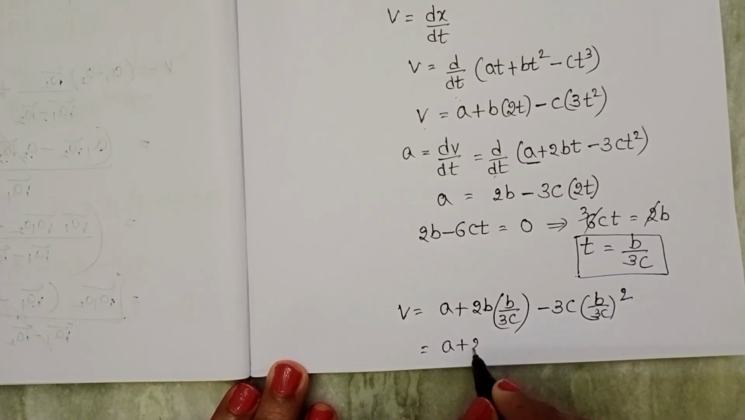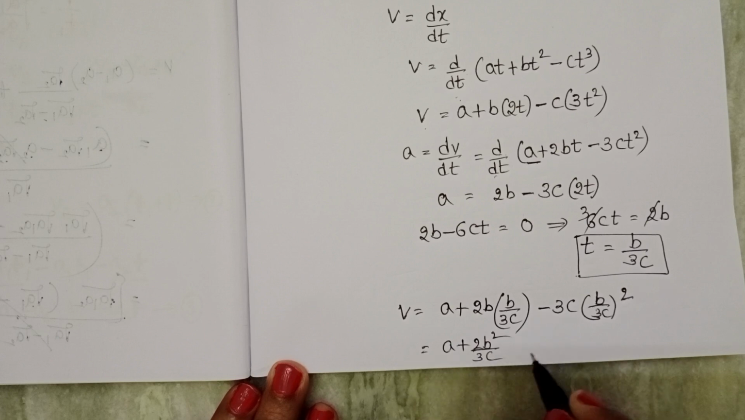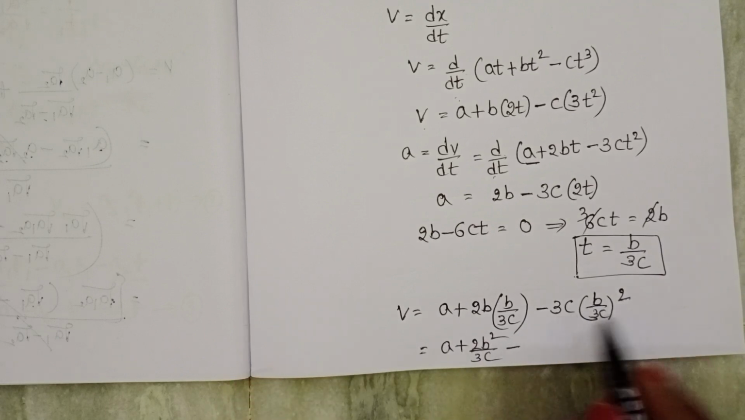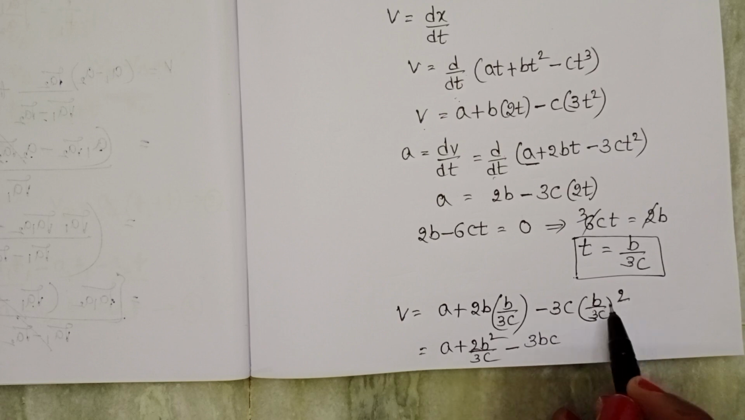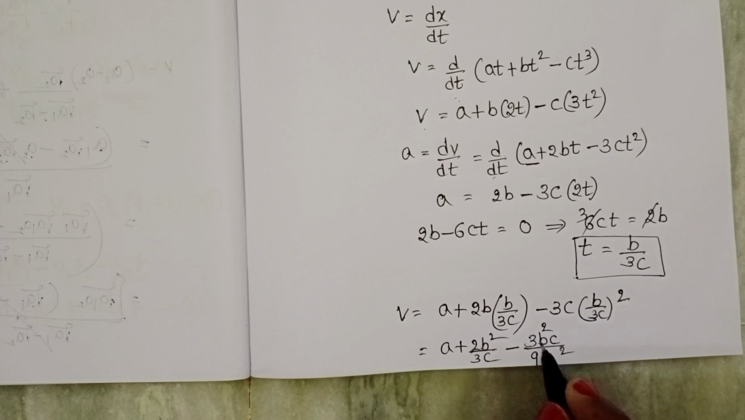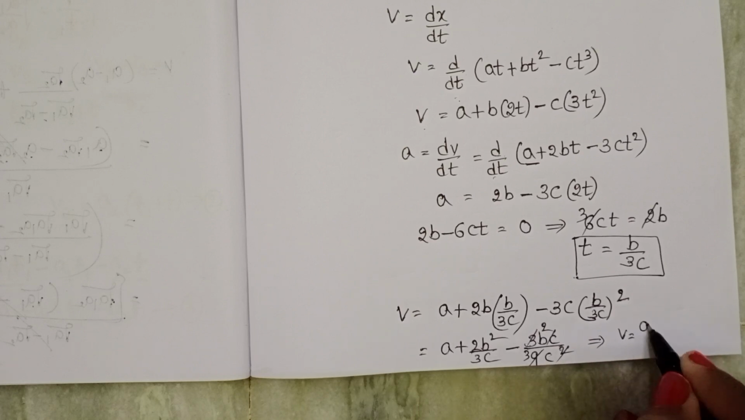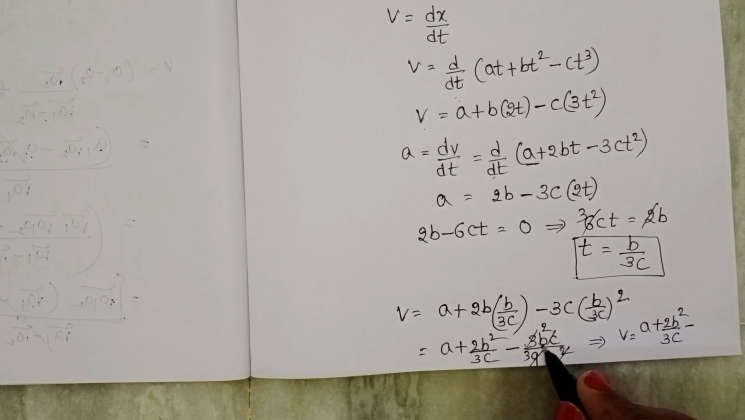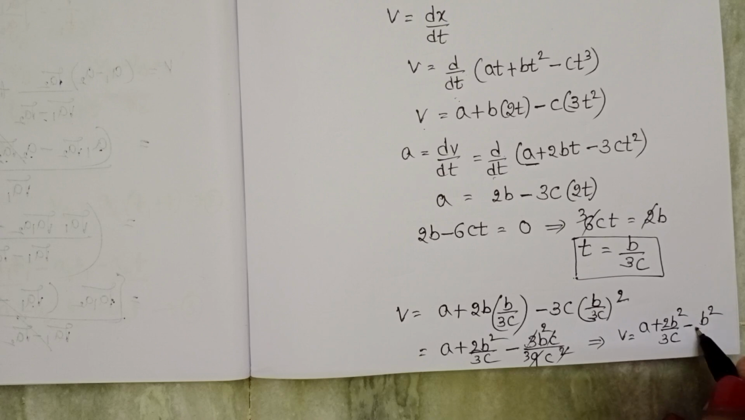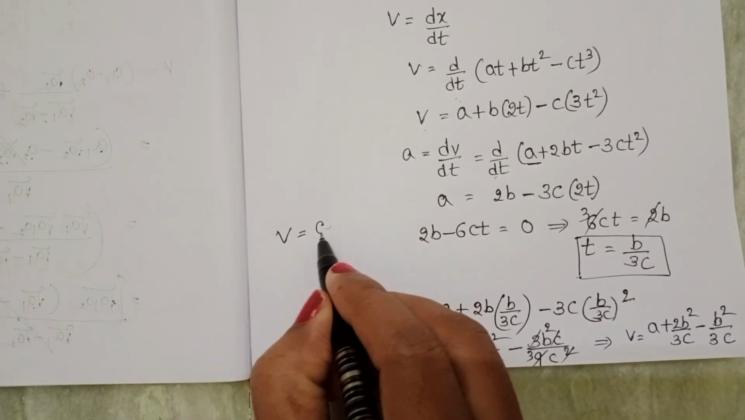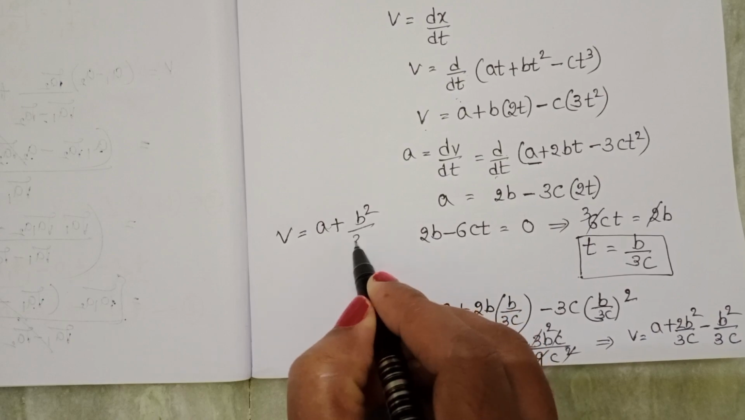a plus 2b squared by 3c minus 3bc, here b whole squared is there, 3b squared c by 9c squared. 3 ones, 3 threes, and 1 c get cancelled. Then v is equal to a plus 2b squared by 3c minus b squared by 3c. 2b squared minus b squared. So the velocity v becomes a plus b squared by 3c.